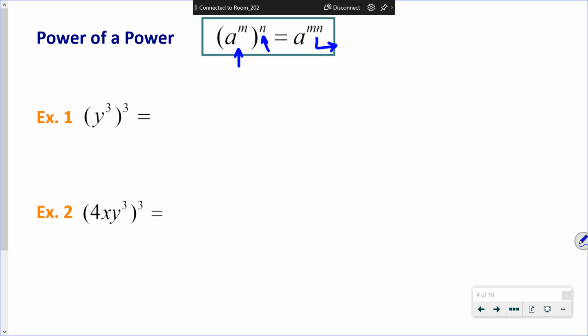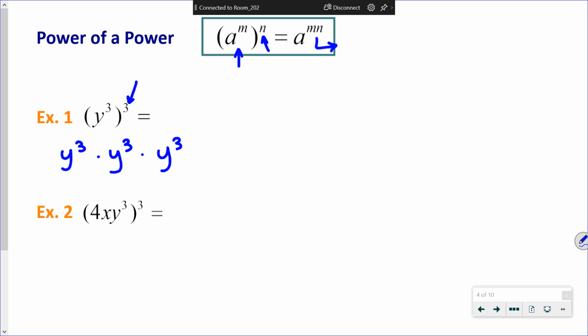So in this first example, I have y to the third power, and then outside of those parentheses, I have the third power. So we think about what we know about exponents, that the thing in the parentheses here is the base, and that base is supposed to get multiplied by itself the number of times that you see on the outside exponent. So I'm supposed to take y to the third and multiply by itself 3 times.